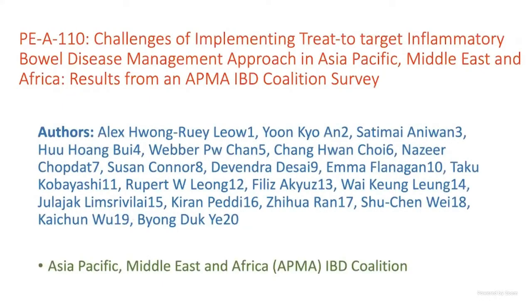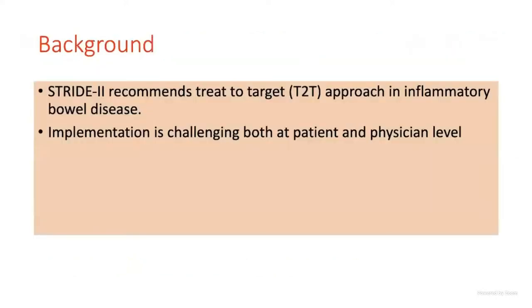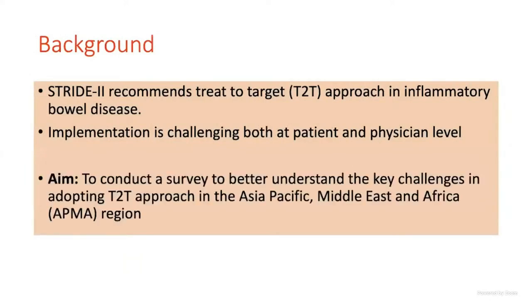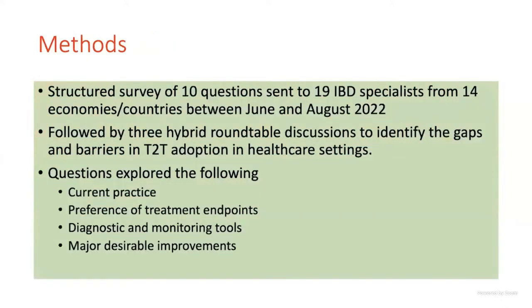The fifth abstract was a multi-center study which looked at the challenges of implementing T2T strategy in patients with inflammatory bowel disease from Asia Pacific, Middle East, and Africa. So STRIDE 2 has recommended treat-to-target approach for inflammatory bowel disease. However, implementation is challenging both at physician and patient level. So this study aimed to conduct a survey to better understand the key challenges in adopting the T2T approach in the Asia Pacific, Middle East, and the Africa region.